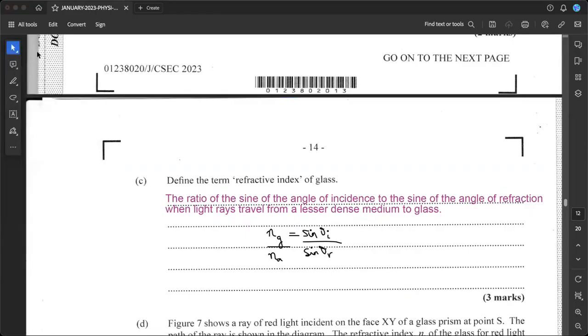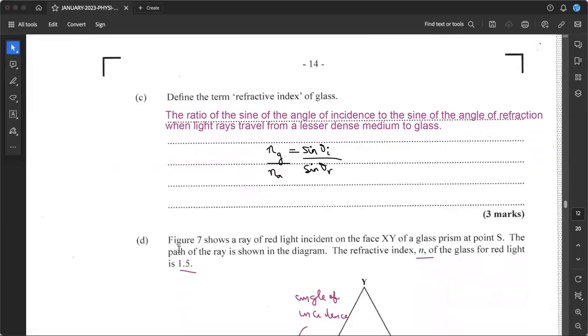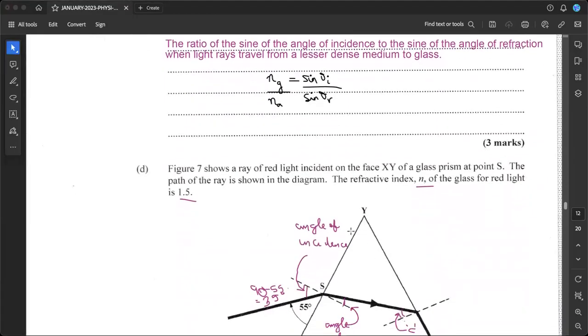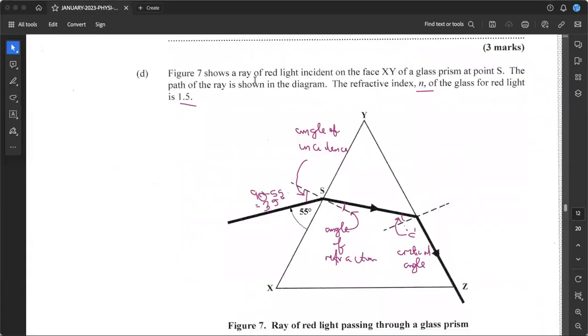Okay, so let's move along now to see what else they're asking. For part D, figure 7 is showing a ray of red light. So let me scroll down a little bit so we can see it. So figure 7 shows a ray of red light, right? So this is our ray of red light coming in. It's incident on the face XY. So this is the XY face of the glass prism. So we have this red light coming in. It's incident on this face, the XY face, at this point S, right? So this is our point of incidence.